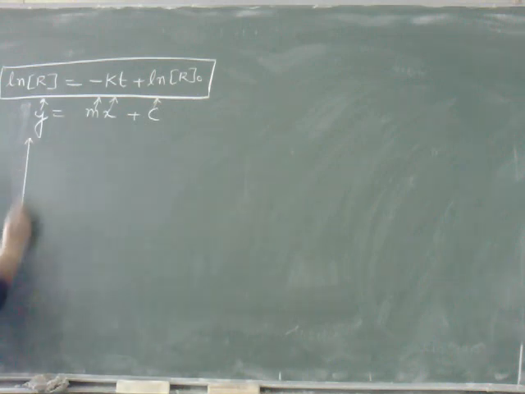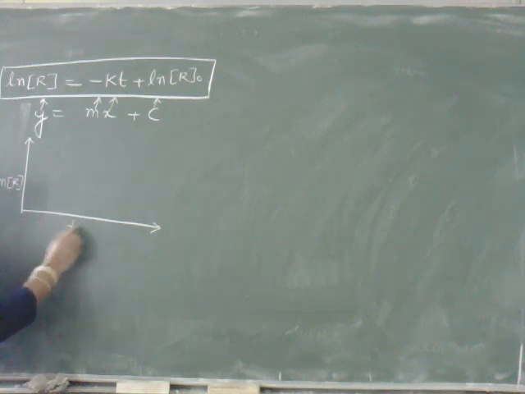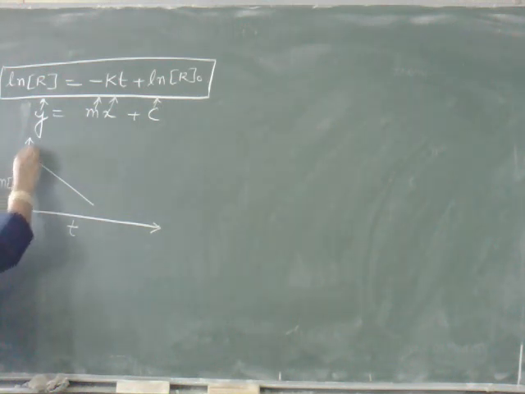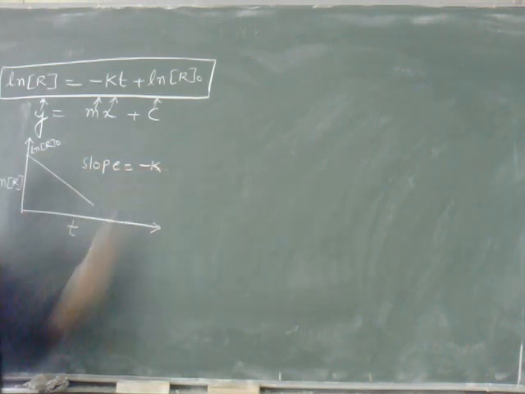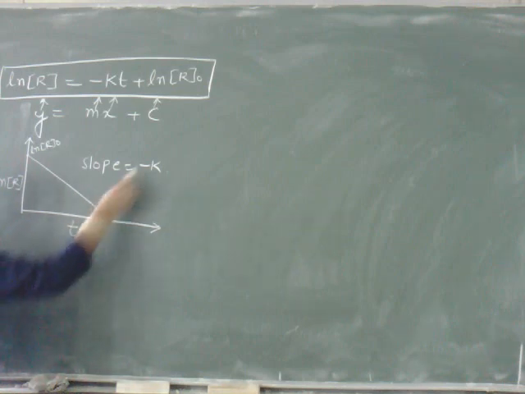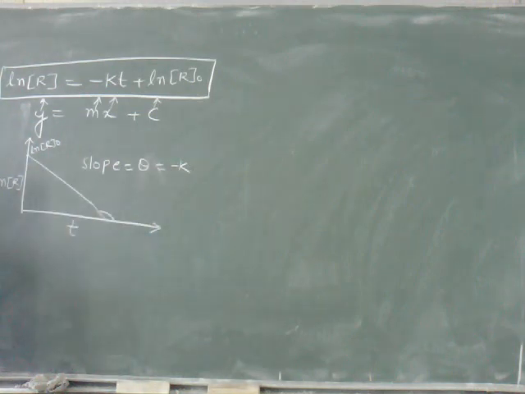So how will the graph be? The graph will be like this. On the y-axis we have ln r, final concentration r, okay, and on the x-axis we have time t. Our slope is negative, minus k, and intercept is ln r naught. So slope is equal to minus k. Slope is equal to tan theta, which is equal to minus k. Okay, this is theta, tan theta. So we will get this graph by this equation.